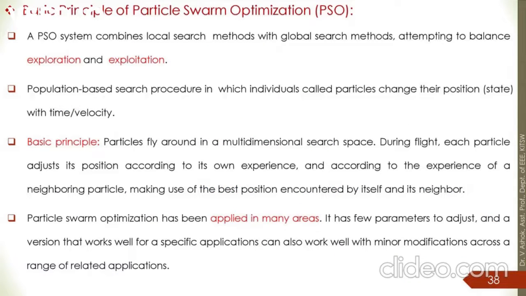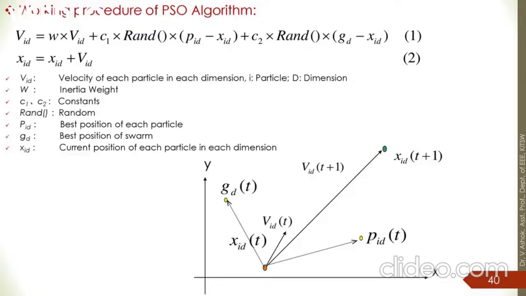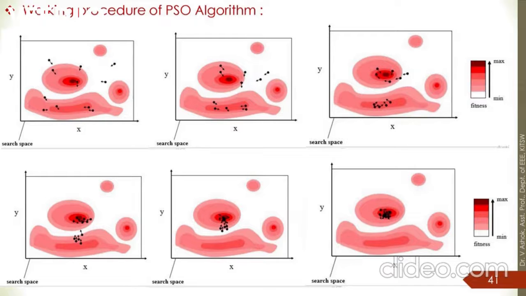So a PSO system combines local search methods and global search methods. It is a population search procedure in which individuals called particles change their position with time and velocity. The process is to initialize the population in hyperspace, evaluate it, and modify the velocity based on the previous best and global best position, and terminate on some condition. The working of the PSO algorithm is described by the formula: V_id = W * V_id + C1 * random(0,1) * (P_id - X_id) + C2 * random(0,1) * (P_gd - X_id). So you remember that formula. This is the working procedure of particle swarm optimization algorithm techniques.